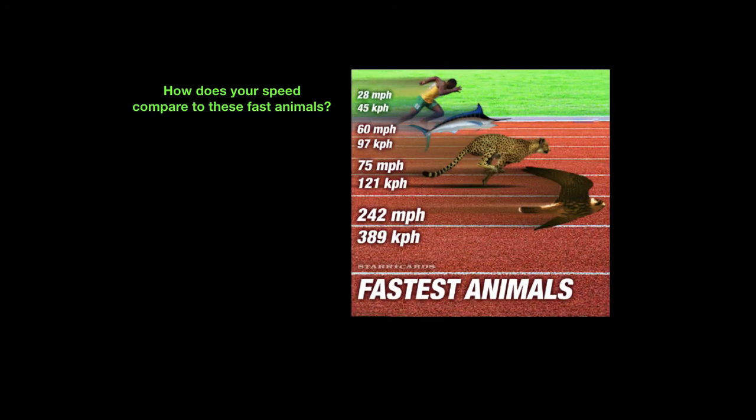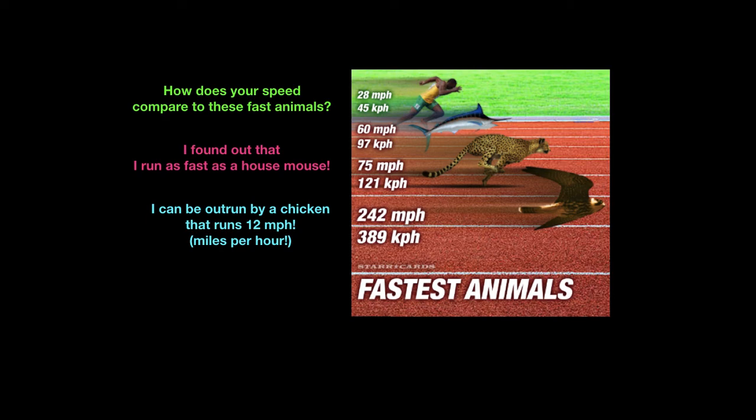So how does our speed compare to these fast animals? Well, you can see I'm nowhere near them. I found out after a little bit of research that I run as fast as a house mouse. I also found out that a chicken could outrun me because it can run up to 12 miles per hour. You see on our diagram, Usain Bolt could run 28 miles per hour when he's sprinting. A peregrine falcon can fly 242 miles per hour. That's fast.